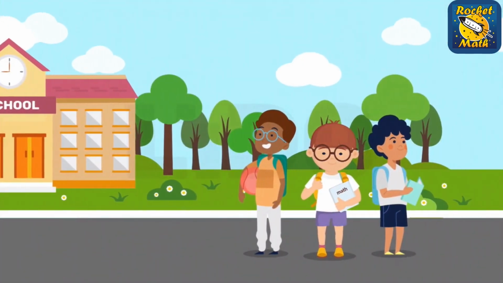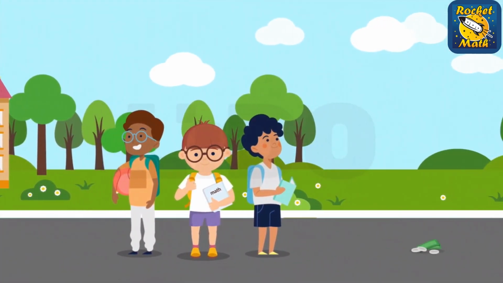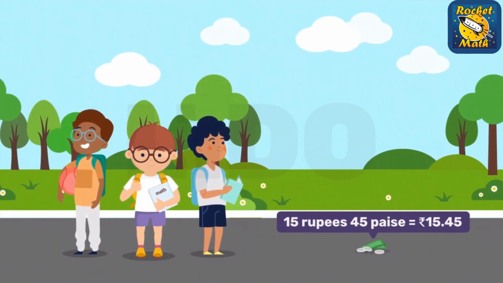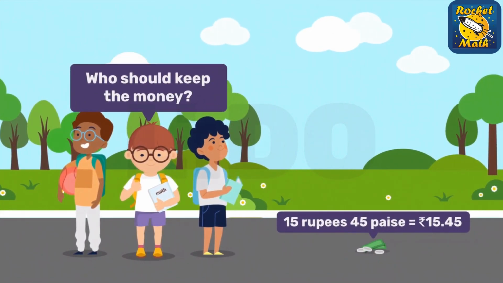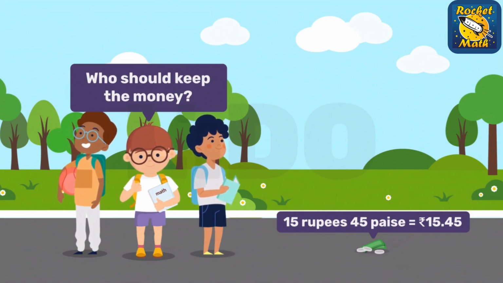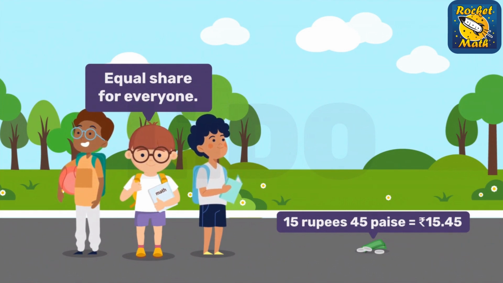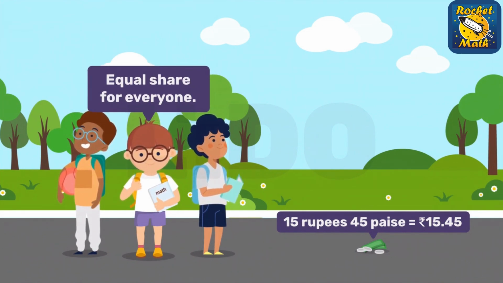Hi there, meet Rahul, Soham and Aman. After school on their way back home, they found 15 rupees and 45 paise on the road. Who do you think should keep this money? Since they all found it, they wanted everyone to get an equal share. So they decided to divide it equally amongst the three of them.